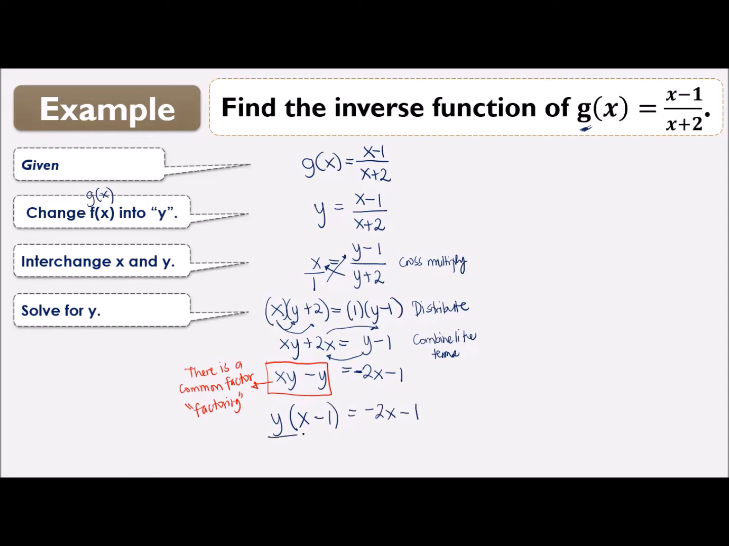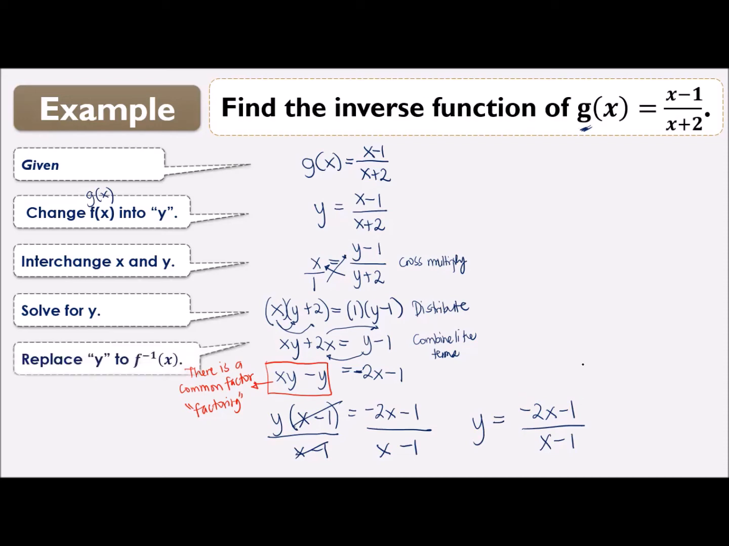And then, divide both sides by x minus 1. And then, cancel. Magiging y is equal to negative 2x minus 1 over x minus 1. Ma'am, pwede bang i-cancel to yung x minus 1 sa taas tsaka sa baba? Hindi po. Kasi magkaiba to. Ito ay negative 2x. Ito naman ay x. And that's it. Doon na papasok yung ating last step na i-replace lang natin yung symbol ng y doon sa talagang symbol ng inverse.